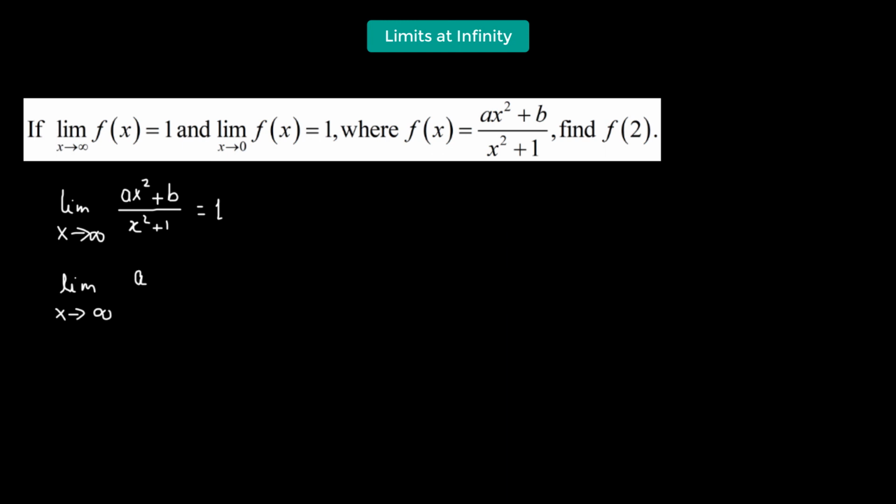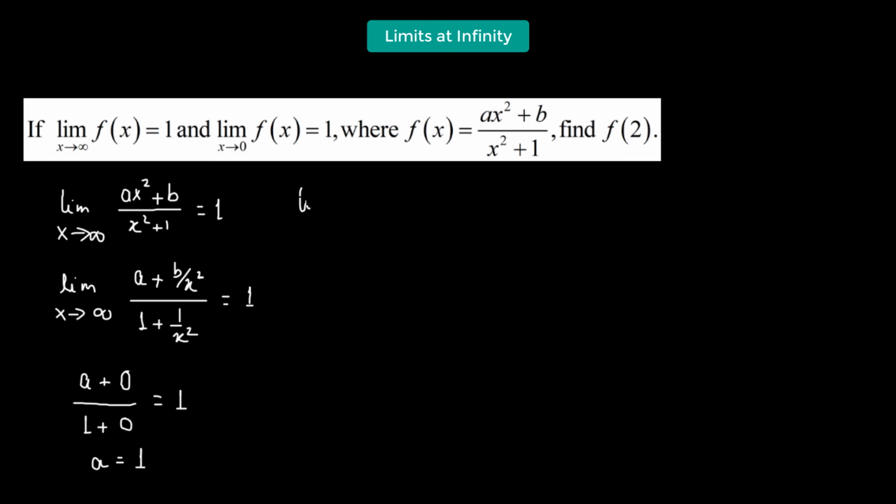So that will give us a plus b over x squared. So we divided each term by x squared. Similarly, we're going to divide each term in the denominator by x squared. So that is going to give us 1 plus 1 over x squared. And this limiting value is equal to 1. Now substituting the value of x, we have a plus b over infinity, which will be 0, divided by 1 plus 1 over infinity, which is 0. This is equal to 1. So that gives us the value of a, which is equal to 1.